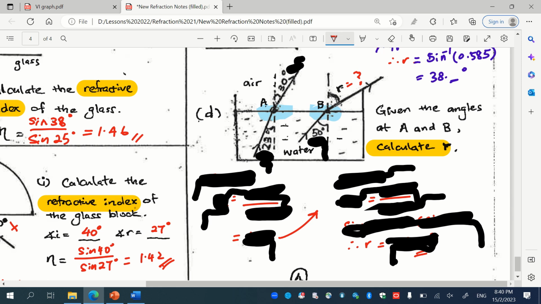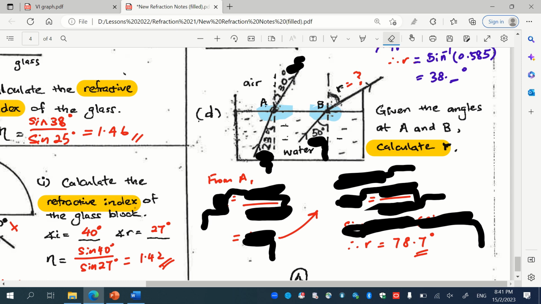R is the unknown. And to find this R, you have to use the formula sine I over sine R, right? But it has to be equal to a refractive index, which you should know, of the water. Then you can solve. So how to find this refractive index first? You can try it yourself first. Pause this part and try it yourself. Then see whether the answer is correct or not. The answer in the end is, R is 78.7.